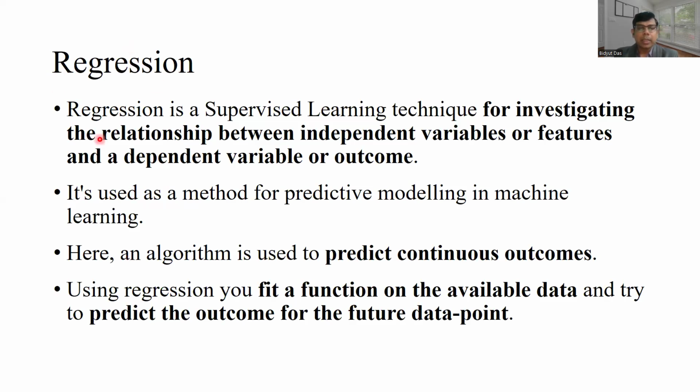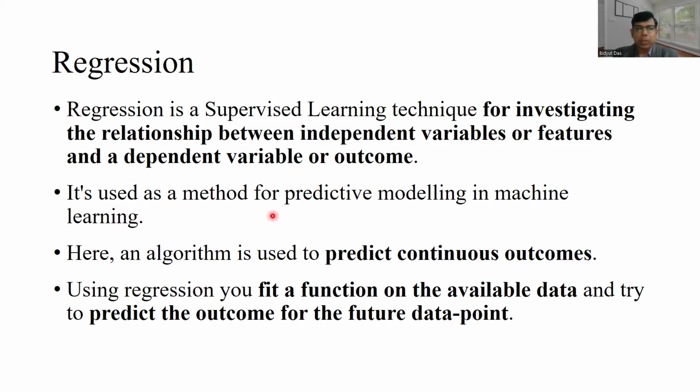So what is regression? Regression is another type of supervised learning technique for investigating the relationship between independent variables or features and dependent variables. What does that mean? Independent variables are called the features, which are the inputs used for training, and dependent variables are the outcome. For example, cat or not cat is the dependent variable, or the output variable.